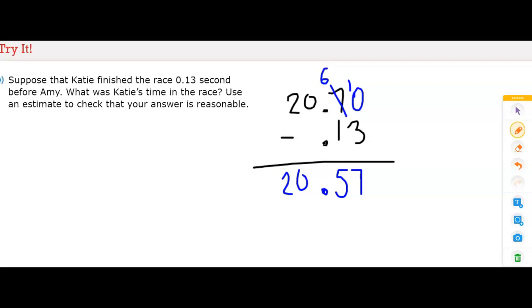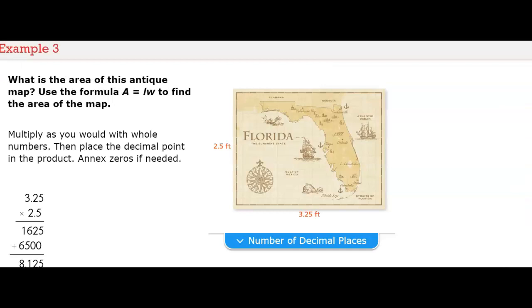So the new time for Katie is 20 and 57 hundredths seconds that she completed that race. Again, it asks us to use estimation to check that our answer is reasonable. I'm going to skip that part. What is the area of this antique map? Use the formula area equals length times width to find the area of the map.